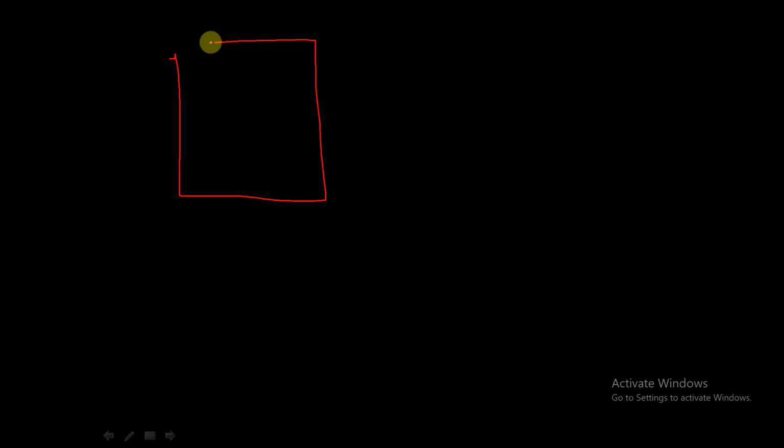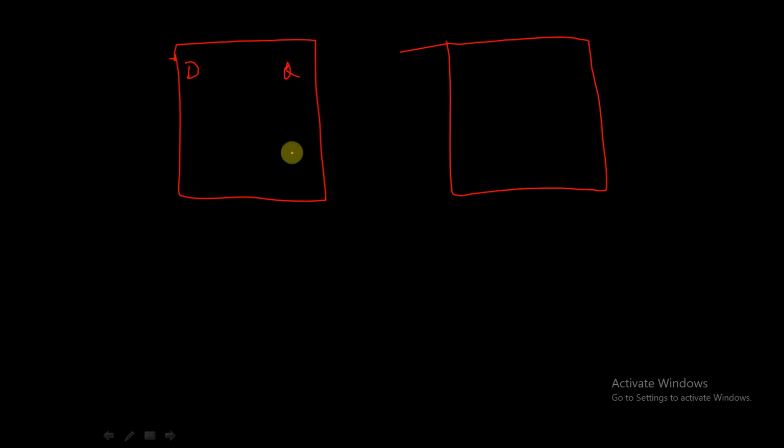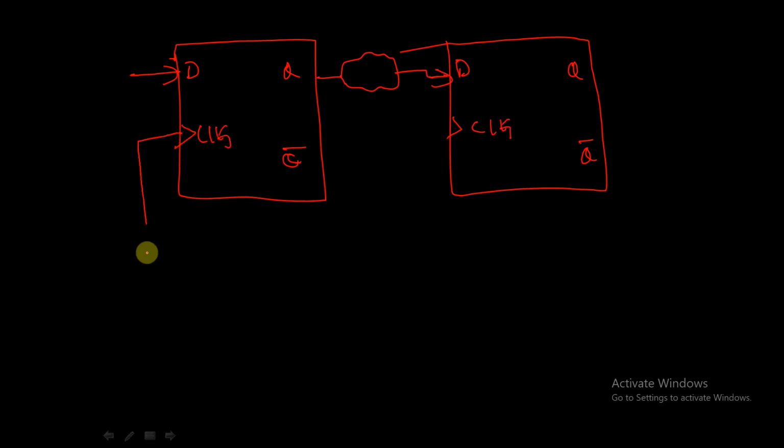I am going to take the previous session's circuit, that is, two D flip-flops connected like this. This is flip-flop one. Outputs are Q and Q bar, and D is the input. Here there is a combinational circuit connected, and this is connected to the second flip-flop input. And this is my clock pin. Both are synchronous circuits, so the same clock is given to both the flip-flops, right?